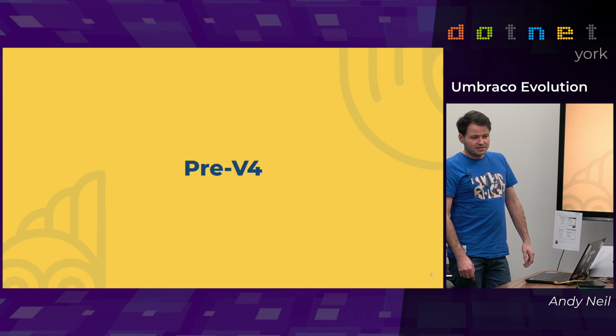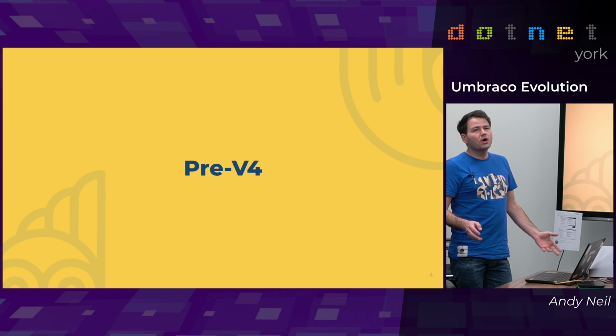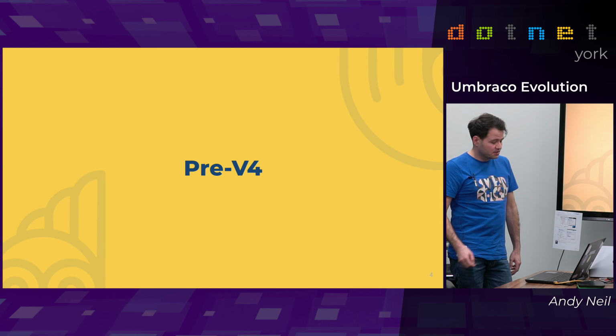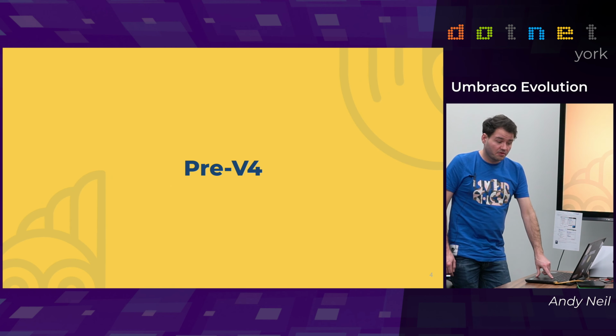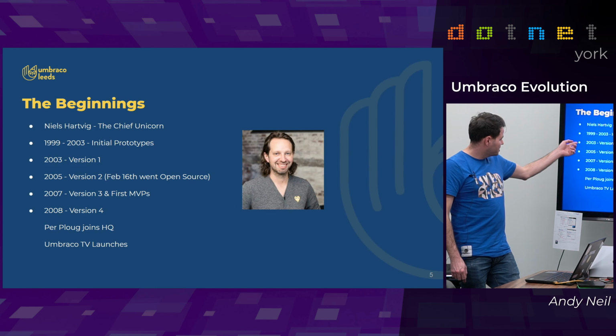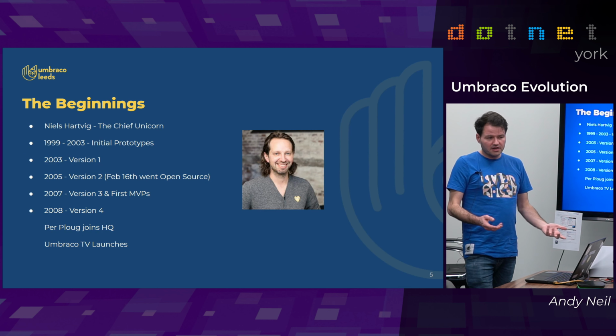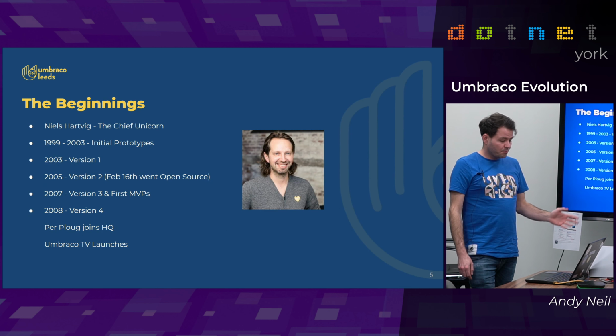V4 is where I started with Umbraco. Version 4 was one of the most widely used when it came to prevalence. There was quite a bit of history before V4. So this is Niels Hartvig, the guy who invented Umbraco. It's his brainchild, and it's actually about 20 years old now.